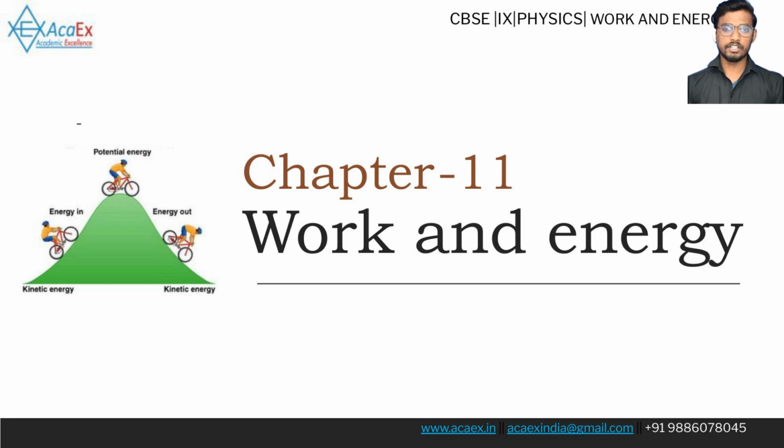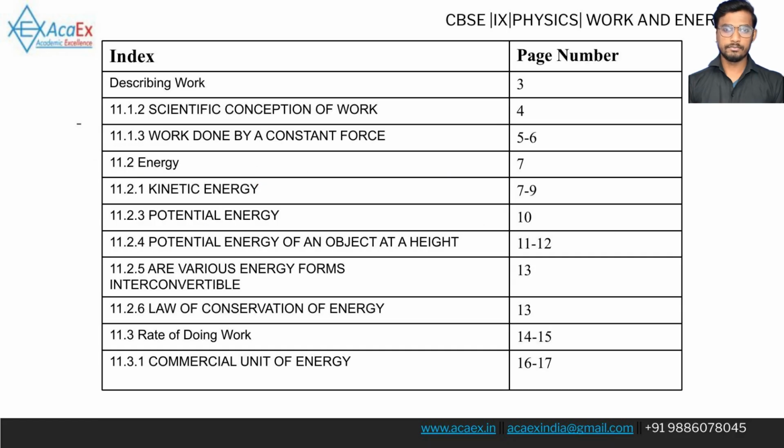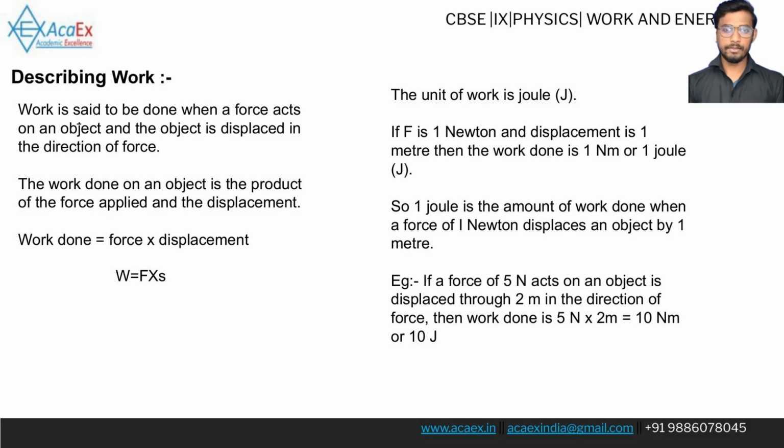This presentation covers Chapter 11, Work and Energy from the CBSE Class 9 Physics curriculum. It describes the scientific conception of work, work done by a constant force, energy, kinetic energy, and potential energy of an object at a height. Various energy forms are interconvertible. It also covers the law of conservation of energy, rate of doing work, and the commercial unit of energy.